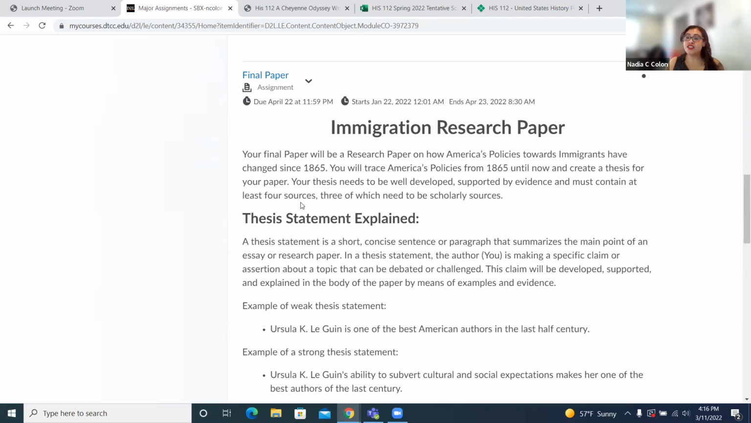Lastly, your final research paper will be on how America's policies toward immigrants have changed since 1865. You will trace America's policies from 1865 until now and create a thesis for your paper. Your thesis needs to be well developed, supported by evidence, and must contain at least 4 sources, 3 of which need to be scholarly sources. We will discuss this more in the future as well.